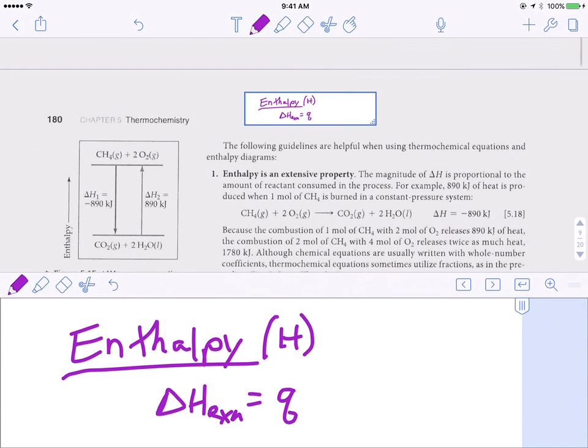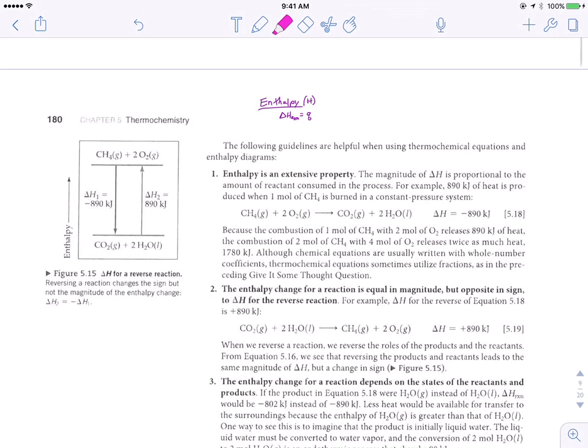What else do we know about enthalpy? Well, it's an extensive property. Extensive means it can be manipulated. If we have twice the amount of moles, you have twice the amount of heat that's produced. That makes sense? All right.